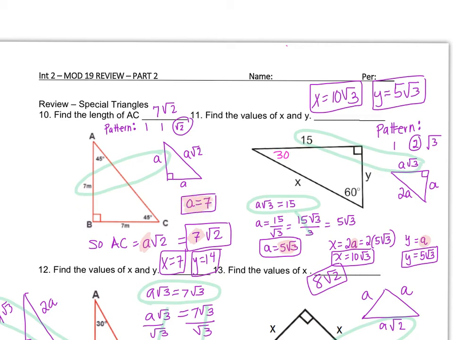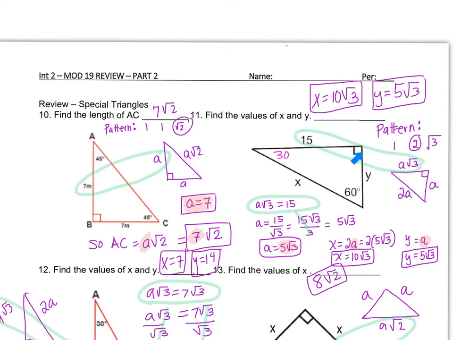Now they're asking me to find AC. So AC is this one, which matches with this one. My pattern says that my AC should be equal to A square root of 2. So AC equals A square root of 2. But I found A. A is 7. So in this place, I'm going to put a 7, which would be my answer: 7 square root of 2. There's my answer.